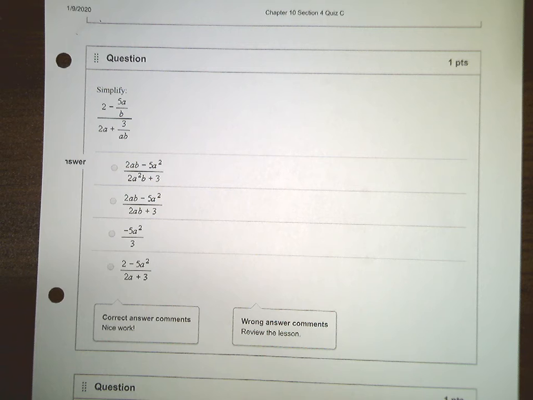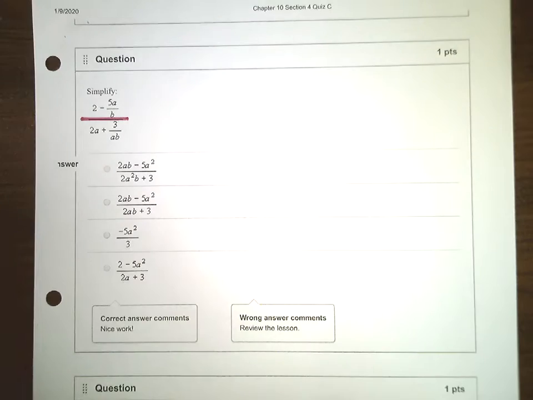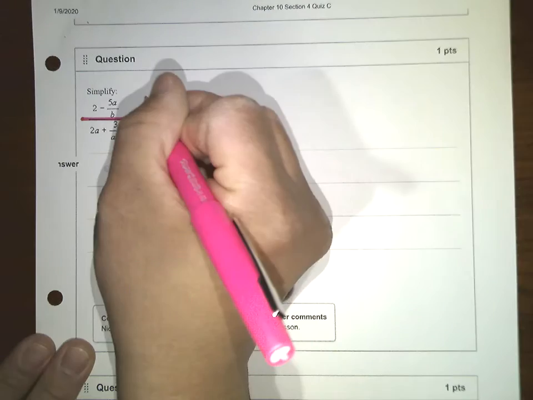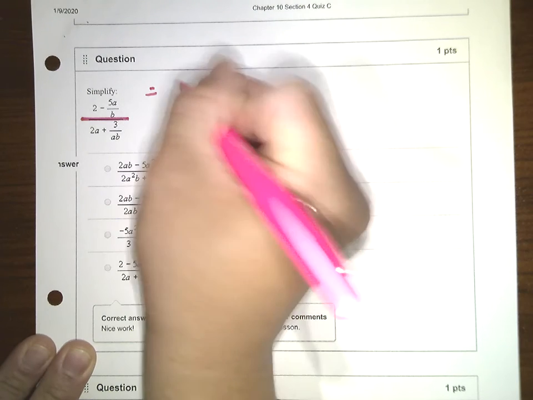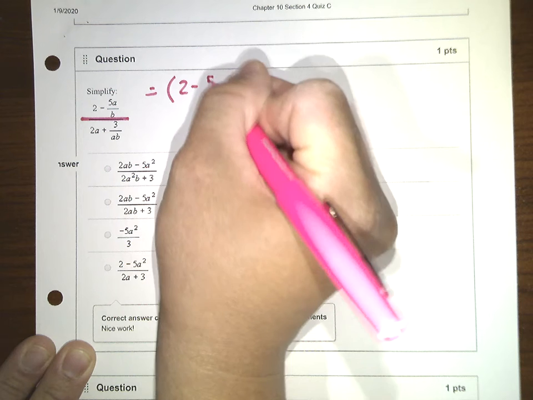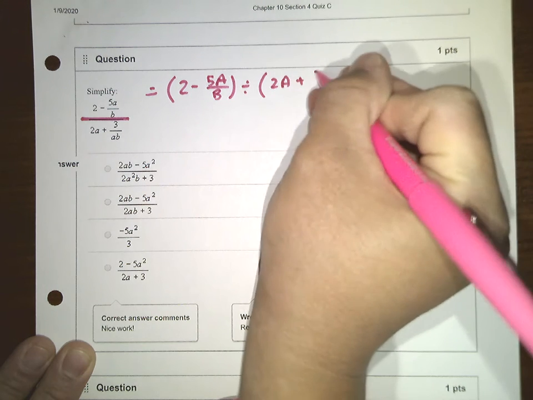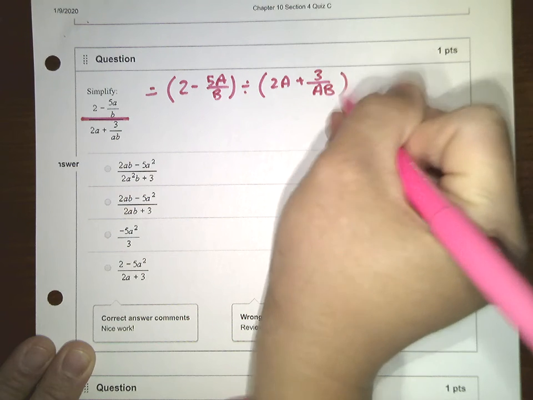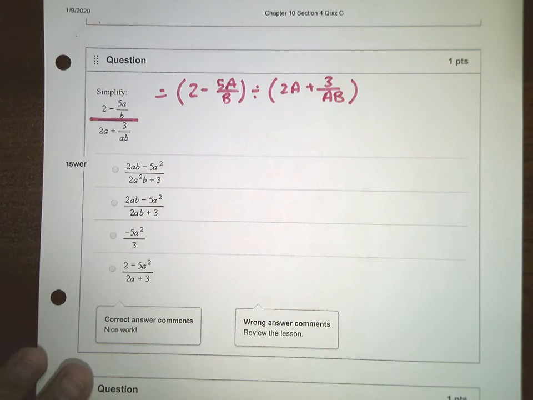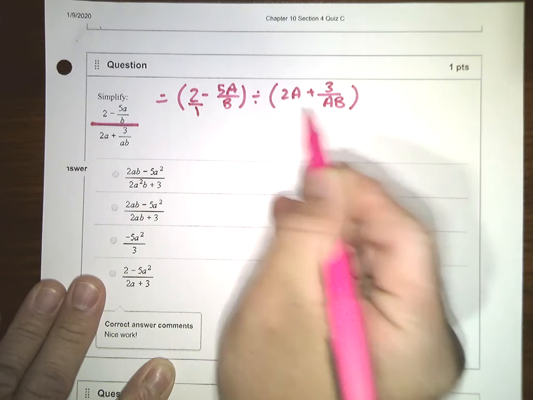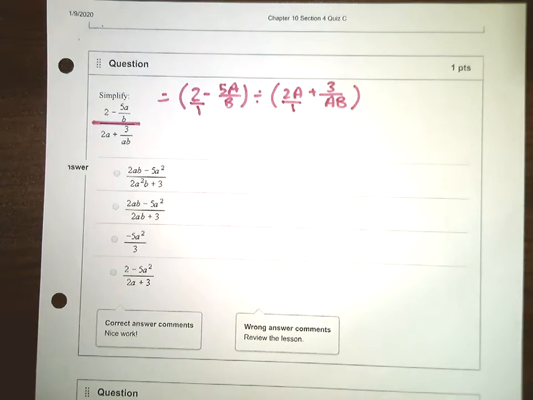So what do we have here? Another complex fraction. So let's go ahead and just do the division here. So this is going to be 2 minus 5a over b, divided by 2a plus 3 over ab. I'll make this 2 over 1 and this 2a over 1 just to make the common denominators easier to find.